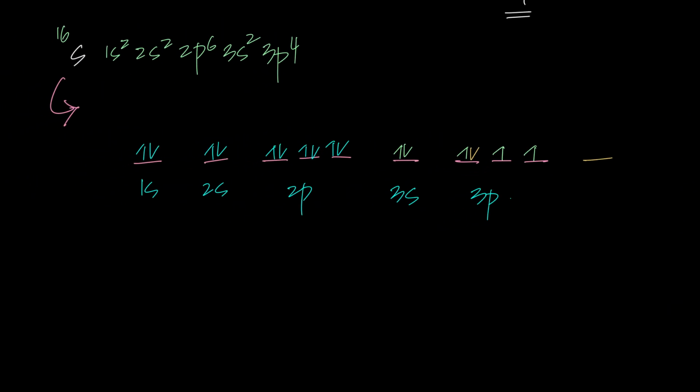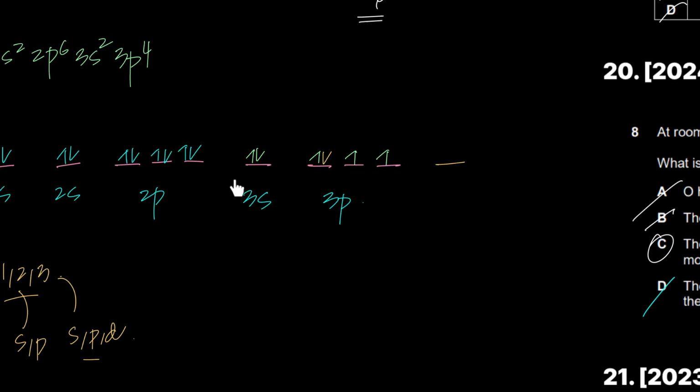the highest principal quantum number of sulfur is what? Sulfur has principal quantum numbers 1, 2, and 3. Principal quantum number 1 has s only. Principal quantum number 2 has s and p. Principal quantum number 3 has s, p, and d. Right, Aisha? Do you see any d here? No, I don't, which means that 3d is empty.